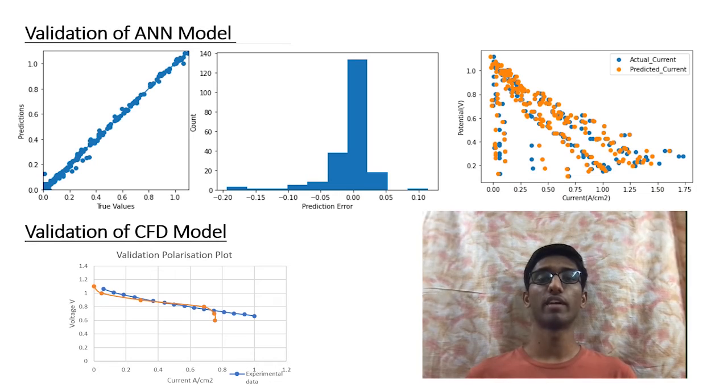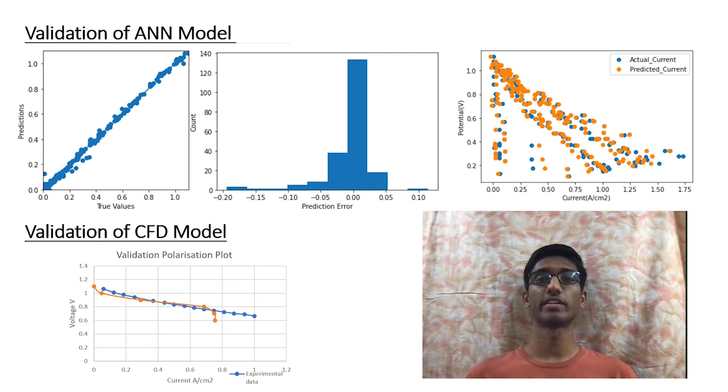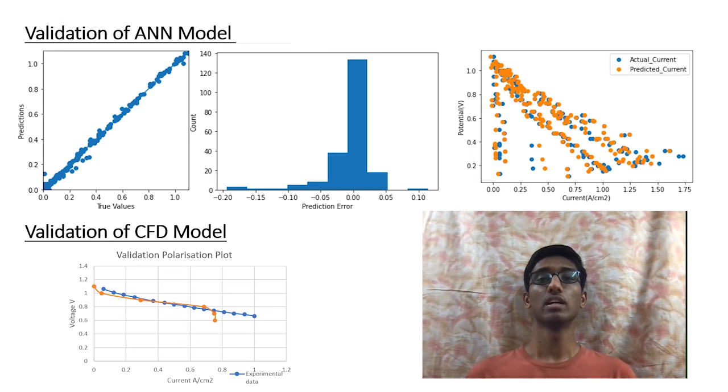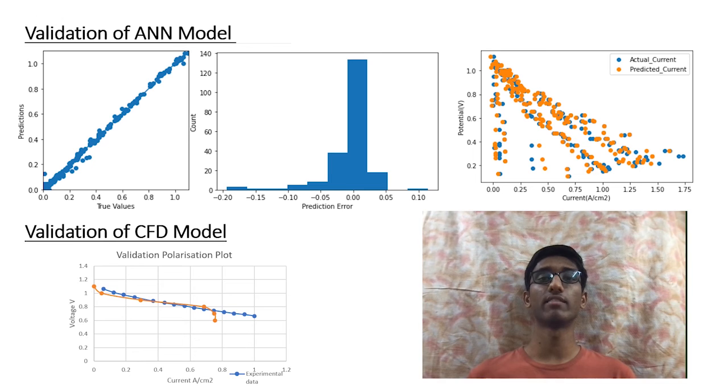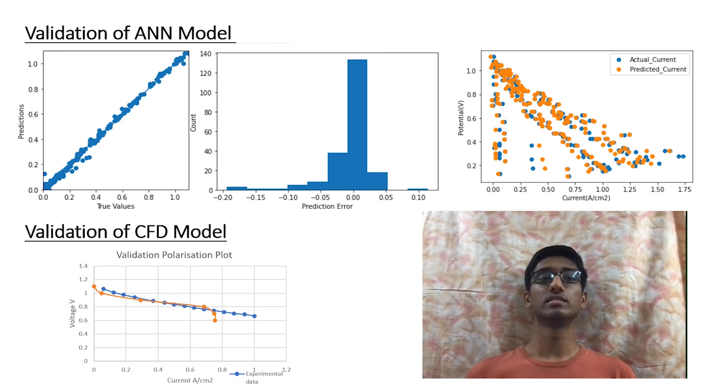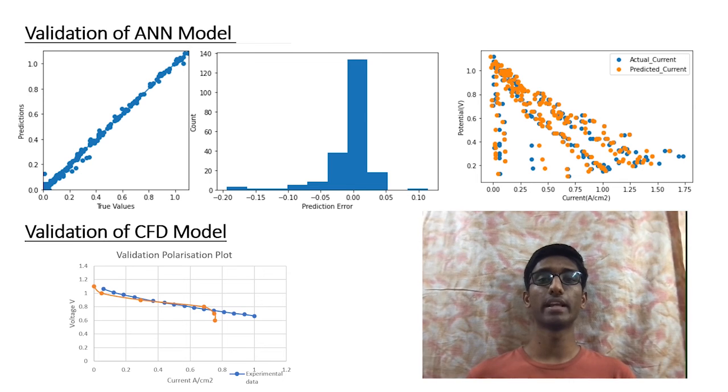Now we are going to validate our machine learning and CFD models. To validate our machine learning model, the training data set is fed to this algorithm. Training data sets include flow rates, temperature and voltage. Then the algorithm generates the output as current density. This predicted value is then compared with the actual current density from the literature. Then this is used to calculate the mean absolute error.